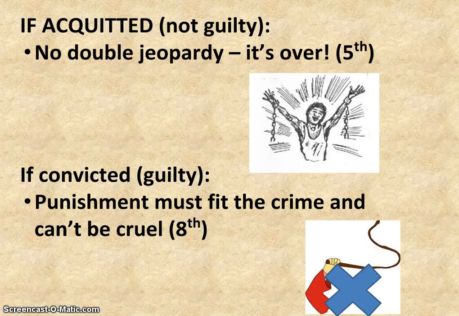If they are convicted, which means found guilty, if there will be punishment, the punishment has to fit the crime, and it can't be cruel. Like we said, lighter punishments for misdemeanors, more severe punishments for felonies, but even severe punishments, right up to the death penalty, cannot be cruel and designed to intentionally inflict pain, or cruel and unusual punishment.